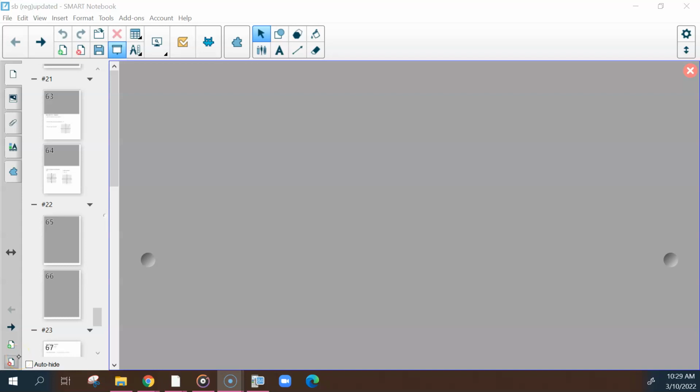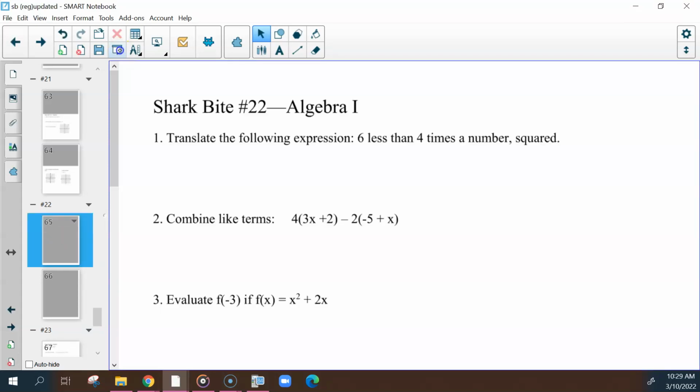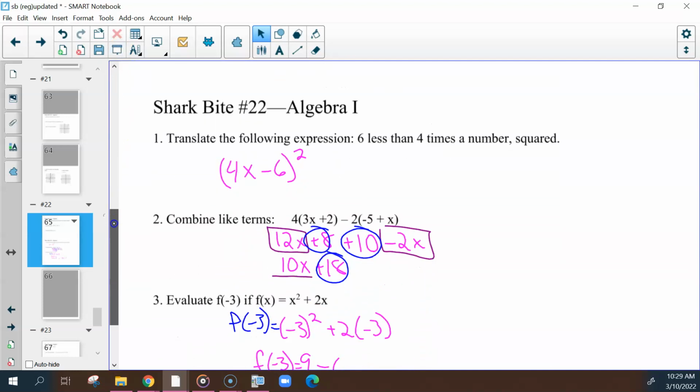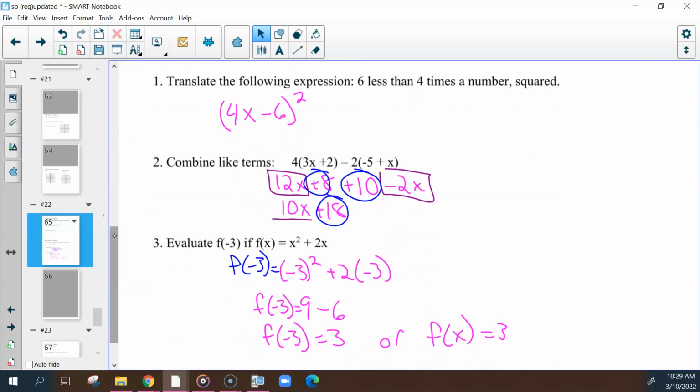Shark bite, and then we're going to go over the 6 graphing and solution questions that you're supposed to do by today. So with number 1, translate the following. This should be 4x or whatever variable you used minus 6, all of that being squared. Questions on that one?